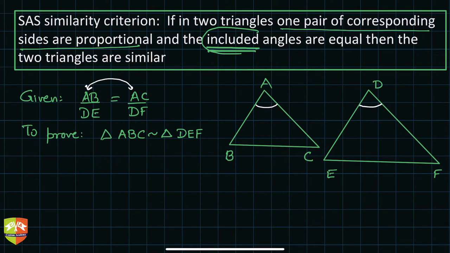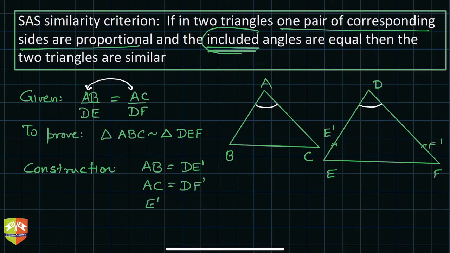So probably any of these combinations of theorems will be helpful in achieving this result as well. So like we have been doing, we will do another construction here as well. And the construction will be exactly similar. What I am going to do is, I am going to take up points E dash and F dash such that AB is equal to DE dash and AC is equal to DF dash, and E dash F dash are joined. So let me join E dash F dash. Okay, the picture is clear. Fair enough.